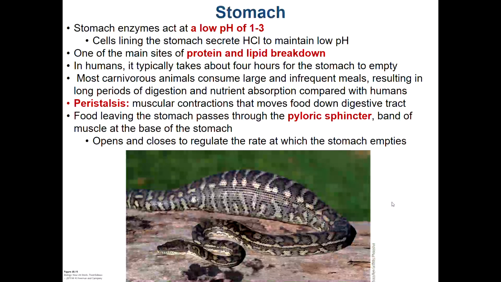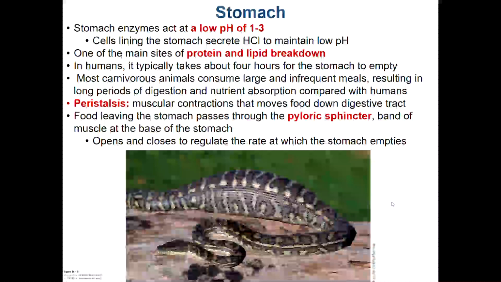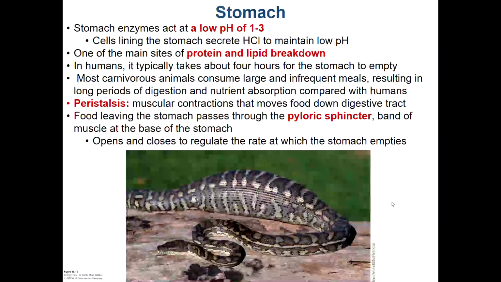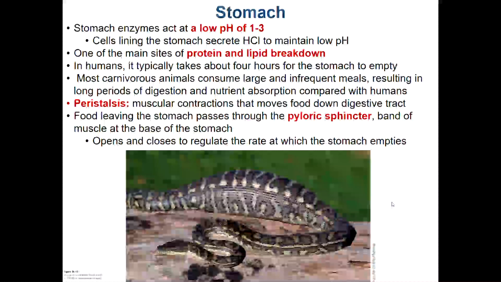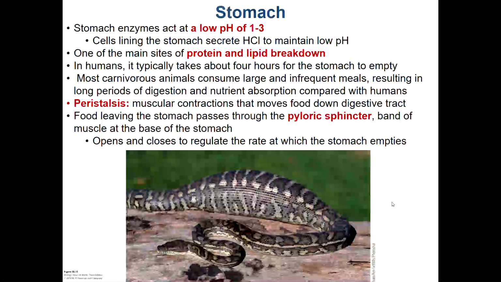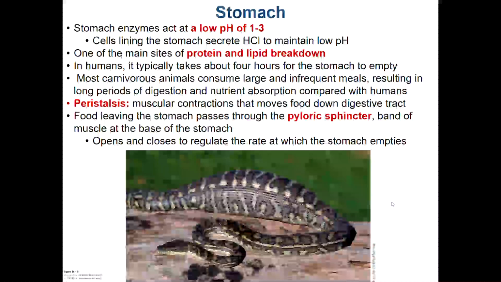The way that we chemically digest food in the stomach is through having that high acidity that allows those enzymes to chemically break down food. To mechanically break down food, our stomach has muscular contractions that move food down the digestive tract and help to actually break it into smaller pieces. And this muscular contraction happening in our digestive system is called peristalsis. Food leaving the stomach passes through the pyloric sphincter, which is a band of muscle at the base of the stomach. This opens and closes to regulate the rate at which the stomach empties.